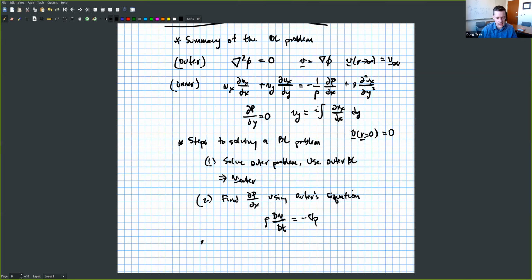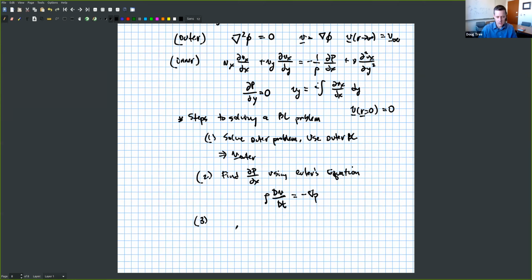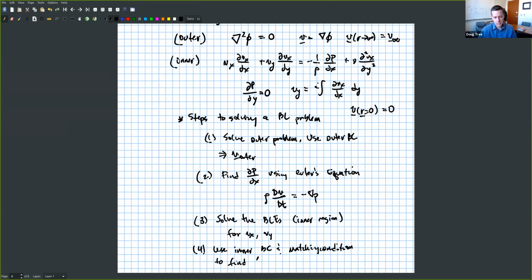And then in step 3, now you can solve the boundary layer equations, or the inner region, for Vx and Vy. And then the last thing is you use the inner boundary condition and a matching condition with the outer solution to find the constants. So those are the 4 big steps to do.